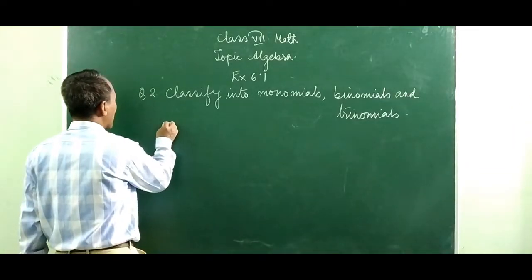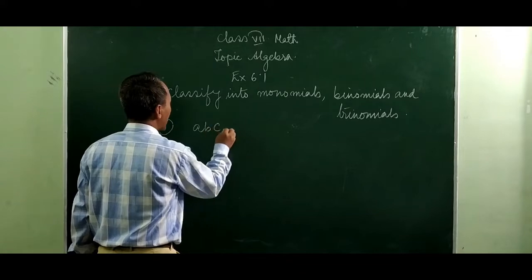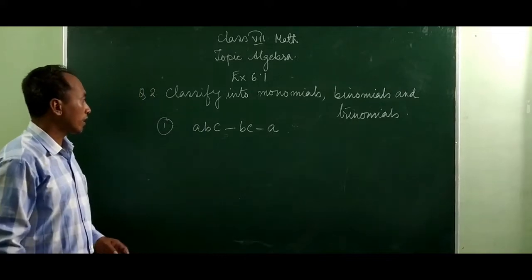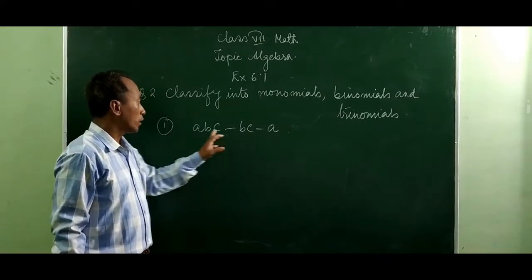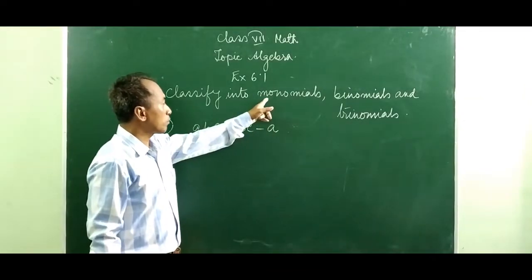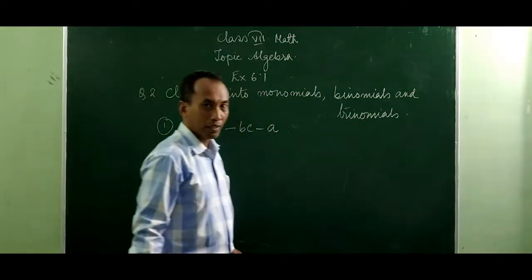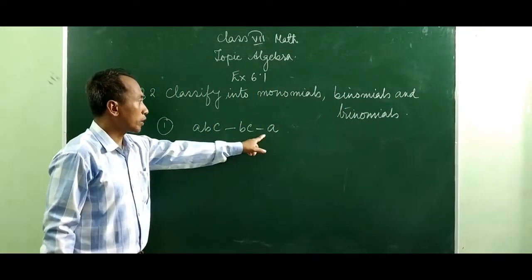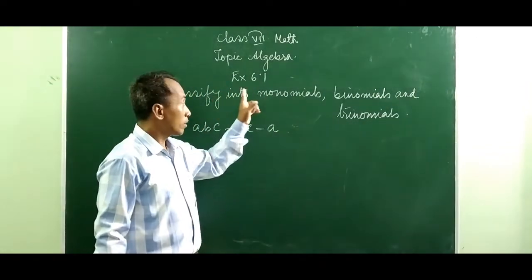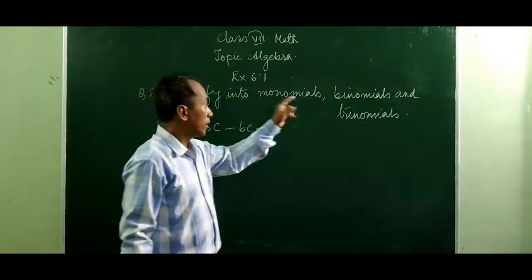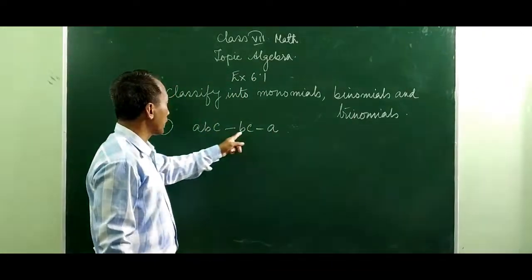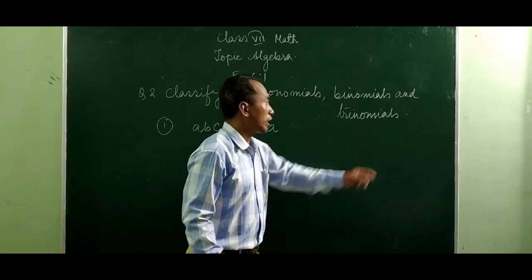So, if you are given in the question abc minus bc minus a, how many terms are here? 1, 2, 3. One term, two terms, three terms. So, which one will you find out? Is it monomial or binomial or trinomial? It is three terms, so it is trinomial. First, you should know that the word mono means one. Bi means two. Tri means 3. So, since it has three terms, it will be termed as trinomial.